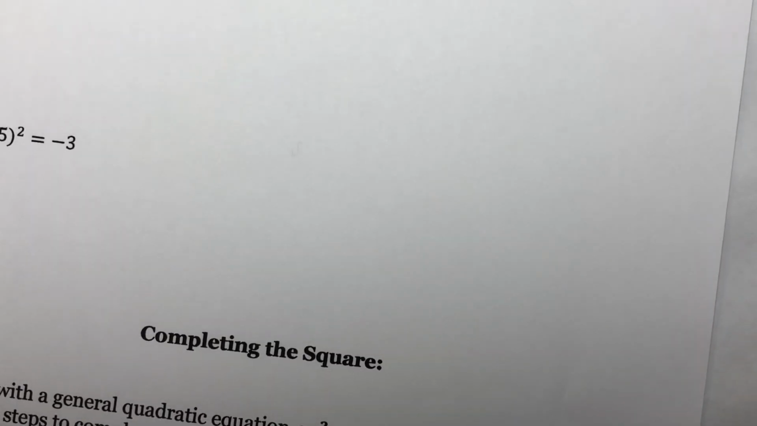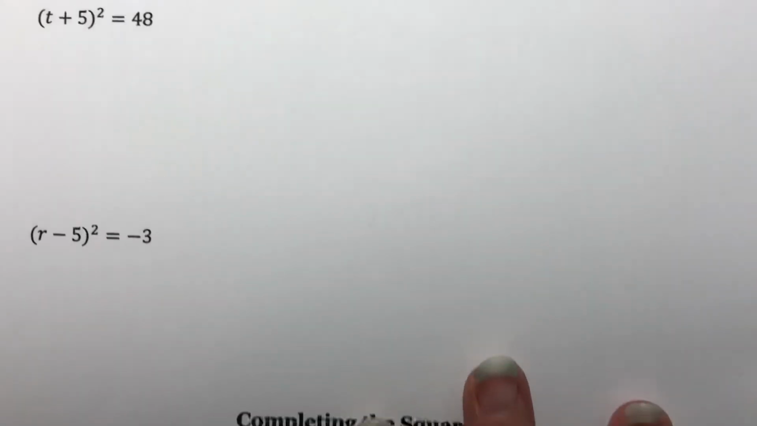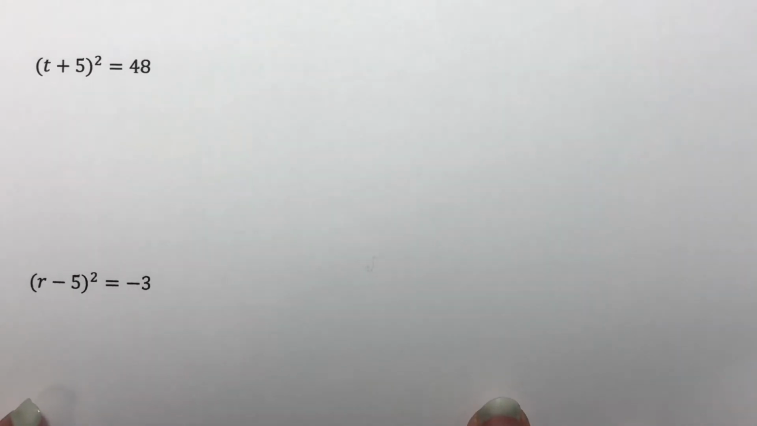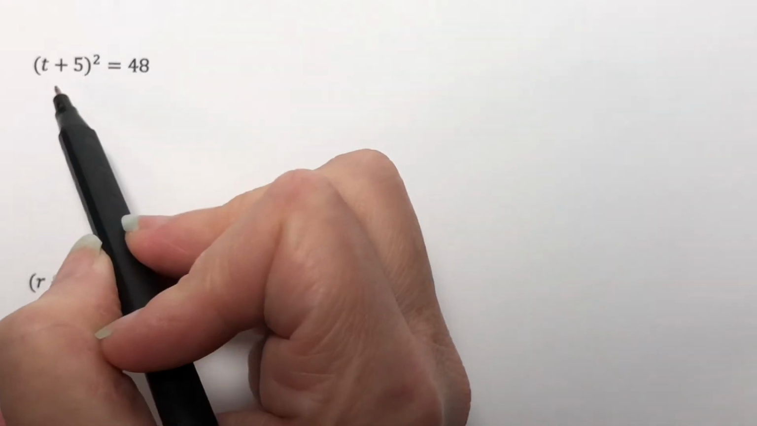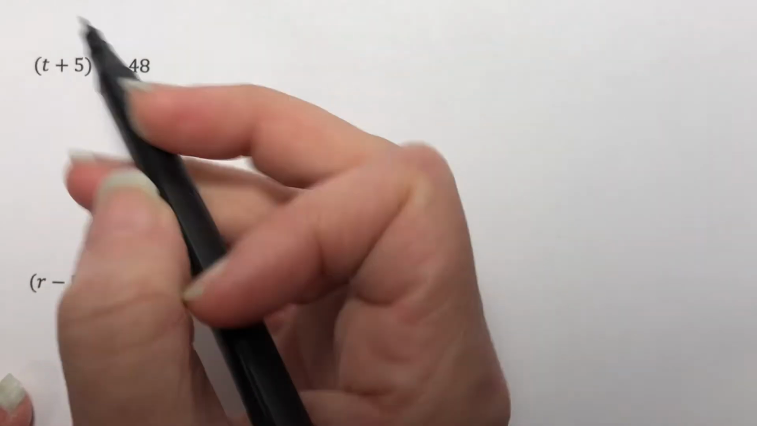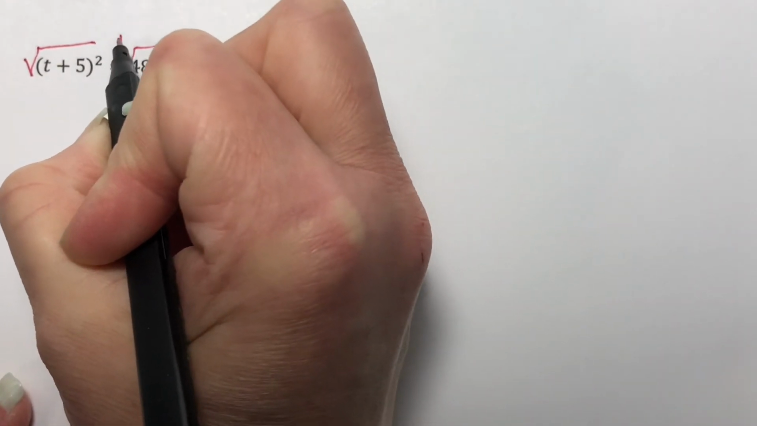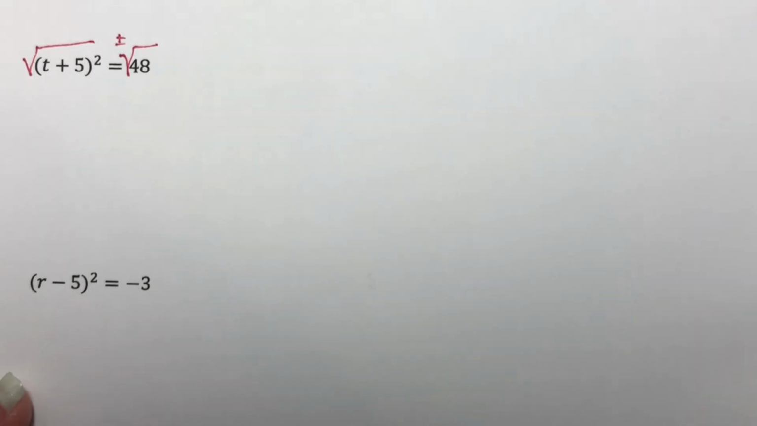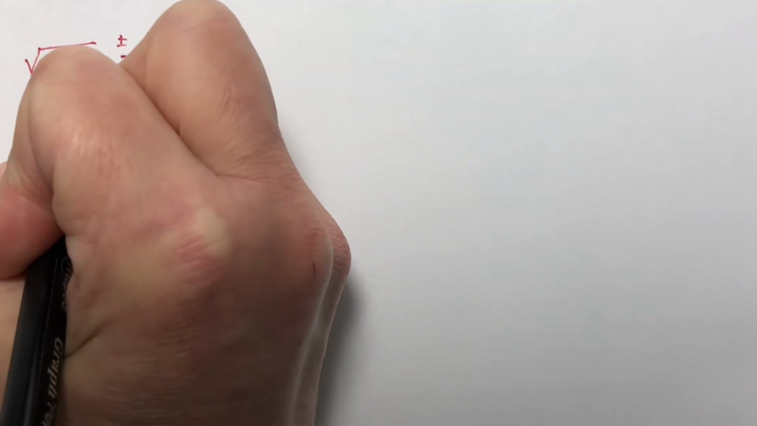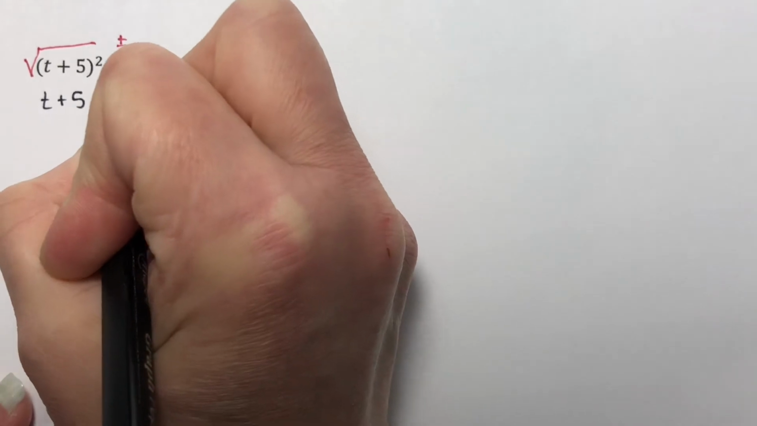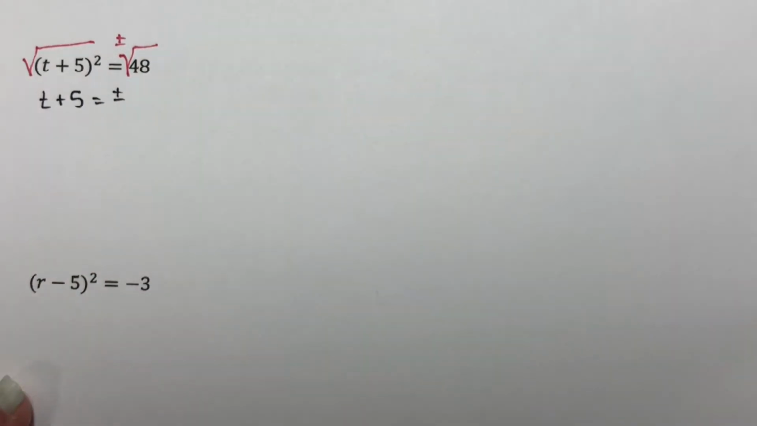I have t plus 5 squared is equal to 48. Again, I have something squared is equal to a number, so I can take the square root of both sides, if I remember to put in a plus or minus over here. This gives me t plus 5 is equal to plus or minus the square root of 48.